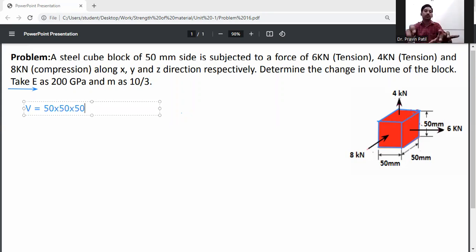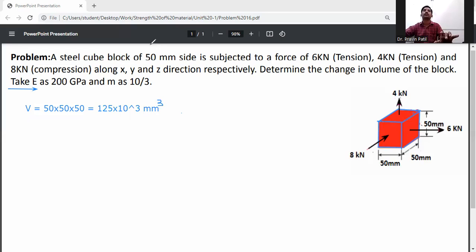Volume of this cube is 50 into 50 into 50. So it will be 125 into 10 raised to the power 3 mm cube. The volume of this cube is 125 into 10 raised to the power 3.